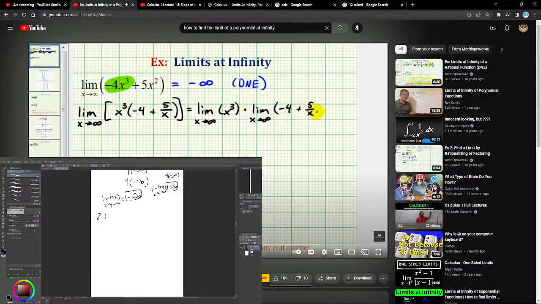We'd have the limit as x approaches infinity of x to the third times the limit as x approaches infinity of negative 4 plus 5 divided by x. And now in this form, it should be easier to see that the limit as x approaches infinity of x cubed would approach positive infinity.